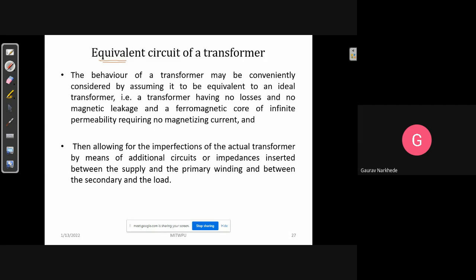And then the behavior of a transformer may be conveniently considered by assuming its equivalent circuit. Now, why do we want to draw an equivalent circuit? Because we need to analyze the transformer. What is the input power? What is the output power? Is there any loss in the transformer? So we have to do all this analysis. That's why we need to see the behavior of the transformer, and we need to draw the electrical circuit of it. Okay, so let us see how we can draw the electrical circuit.